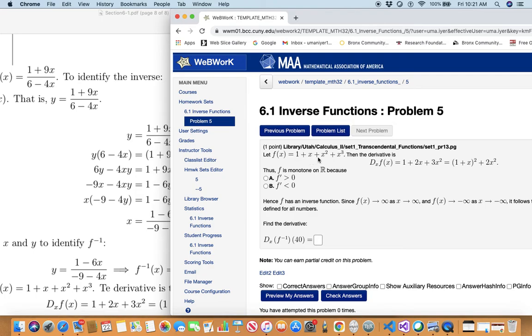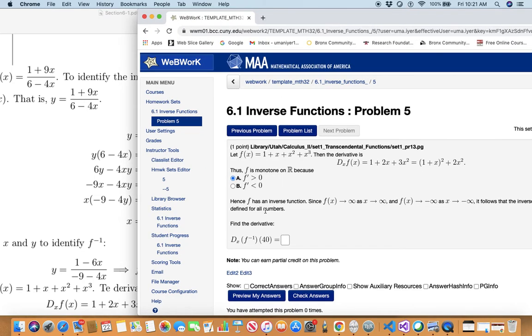So f(x) is this polynomial. Its derivative is this polynomial, which has been simplified. Notice 1 plus x squared plus 2x squared. This is going to be positive. This is going to be non-negative. So overall, my derivative is positive. So f is monotone. That is, it's going to increase because the derivative is positive. Since f is strictly increasing, it has an inverse function.